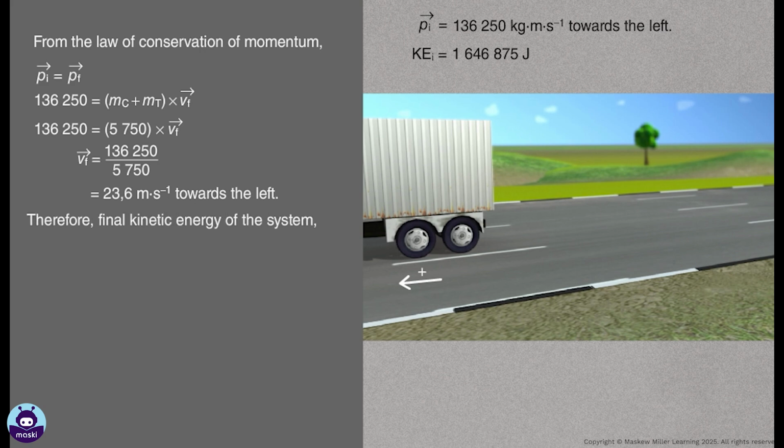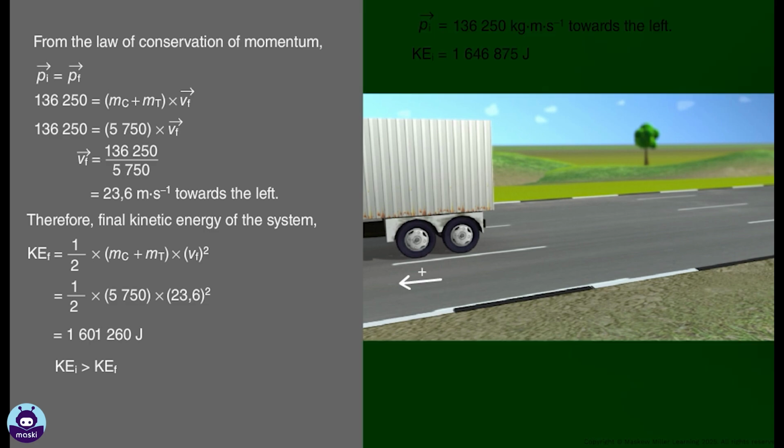Therefore, final kinetic energy of the system, KEf equals 1,601,260 joule. From the above calculations, we can conclude that KEi is not equal to KEf. In fact, KEi is greater than KEf. Thus, kinetic energy is not conserved in inelastic collision. This decrease in the kinetic energy is converted into other forms of energy, like sound energy, heat energy, and deformation.